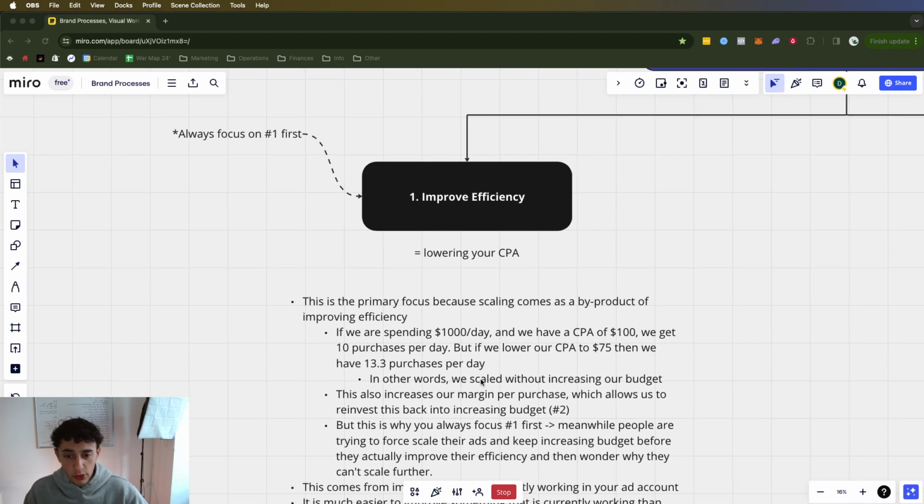Now, when I say you increase your margin per purchase, once again, if you're spending 1,000 per day, and you have a CPA of 100, now you lower it to 75, well, you make an extra $25 per purchase into your bank account, profit, and then you can take a part of that 25 or the full 25, and you use that money to now reinvest into scaling your budget. Like this, that's how it works. So you improve your efficiency, you increase your margin, and now you have room to scale up to that target again, and you repeat that over and over, right?